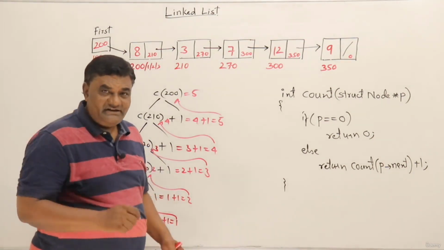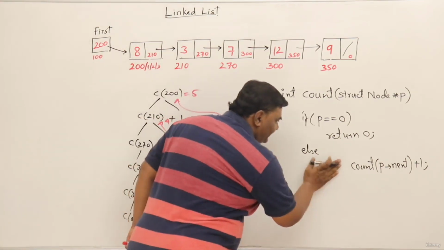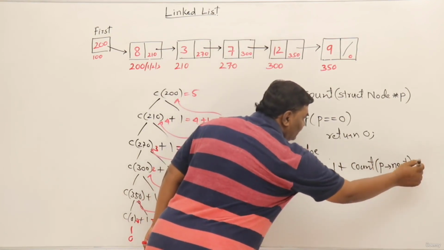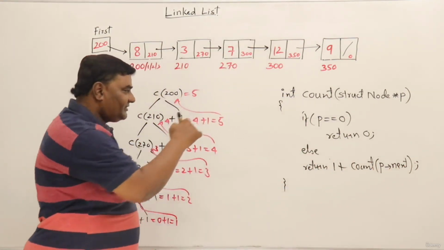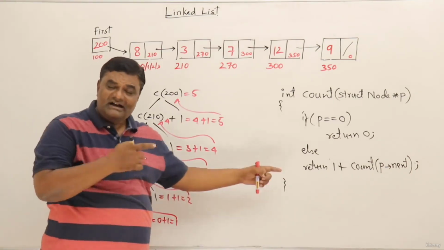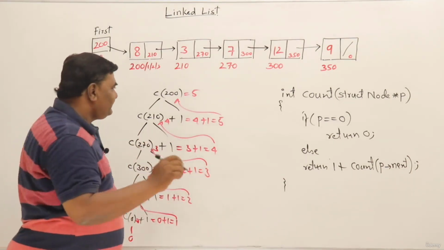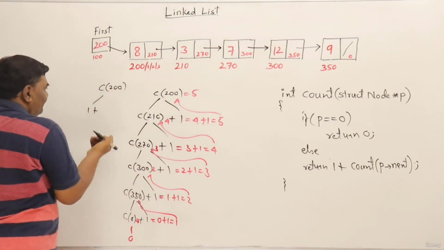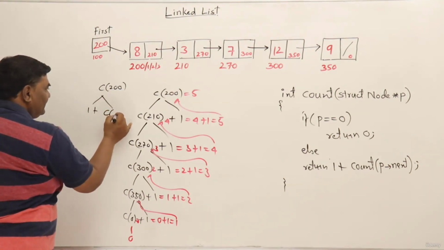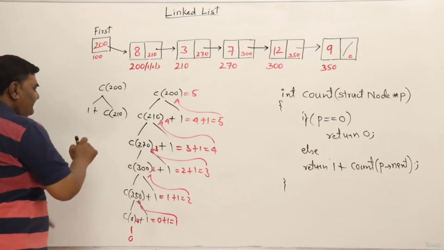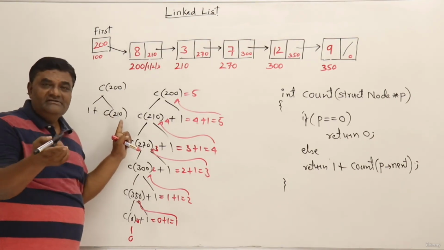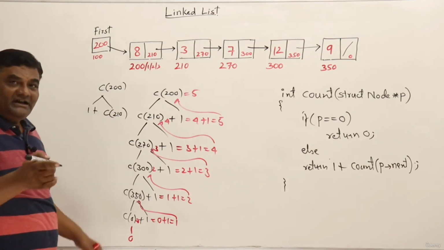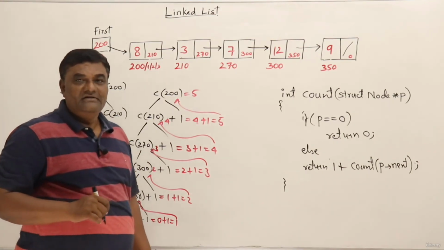Now I'll make one small change and show you. See, sometimes students believe that if I write return 1 plus count, instead of writing plus 1 afterwards, if I add first, then will it add while calling? No. See this one. For this also, C of 200, 1 plus with what? This function call, C of 210. So 1 will be added with the result of 210. So unless the result of 210 is known, addition cannot be done.